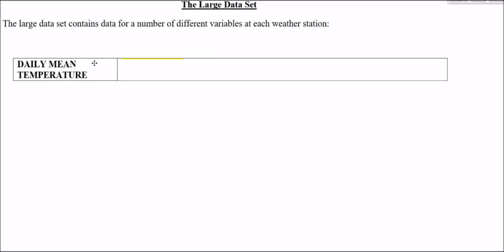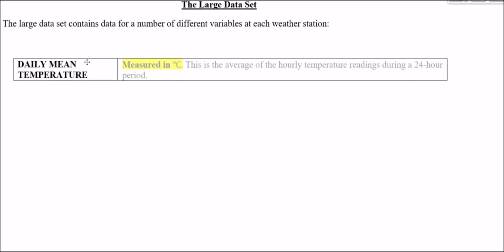So the first thing is daily mean temperature. This is recorded for all the weather stations. It's measured in degrees Celsius, and this is the average of the hourly temperature readings during a 24-hour period.